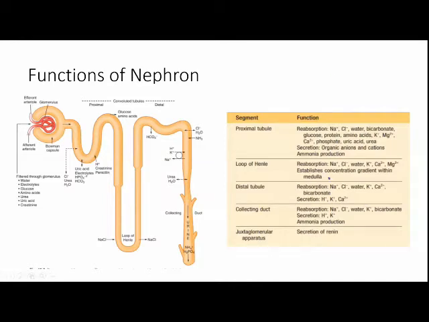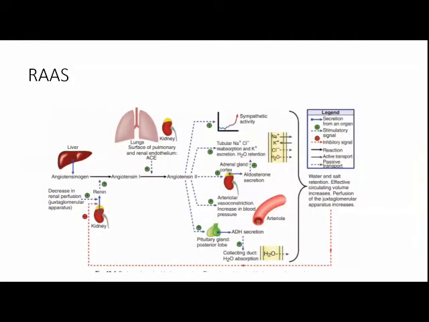The tubule then comes back to the macula densa, connecting to the Bowman's capsule, and because of the autoregulatory mechanism, the juxtaglomerular apparatus is activated. Secretion of renin occurs when there is a decrease in renal blood flow or GFR. This is the renin-angiotensin-aldosterone axis, the main pathway for water and salt retention, where circulating volume increases and perfusion of the juxtaglomerular apparatus increases along with this.